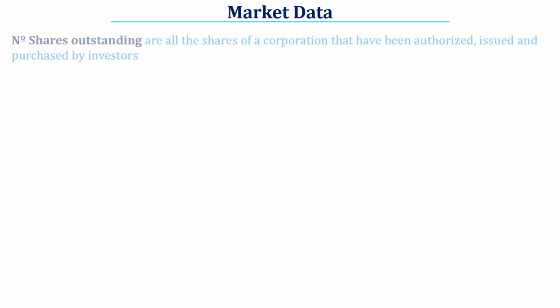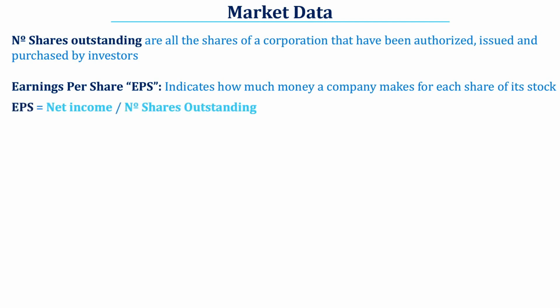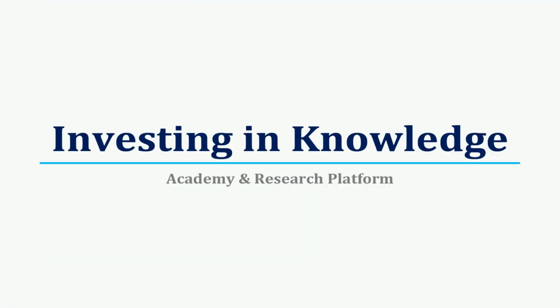The number of shares outstanding are all the shares of a corporation that have been authorized, issued and purchased by investors. Earnings per share or EPS indicates how much money a company makes for each share of its stock. It's calculated by dividing the net income by the number of shares outstanding.